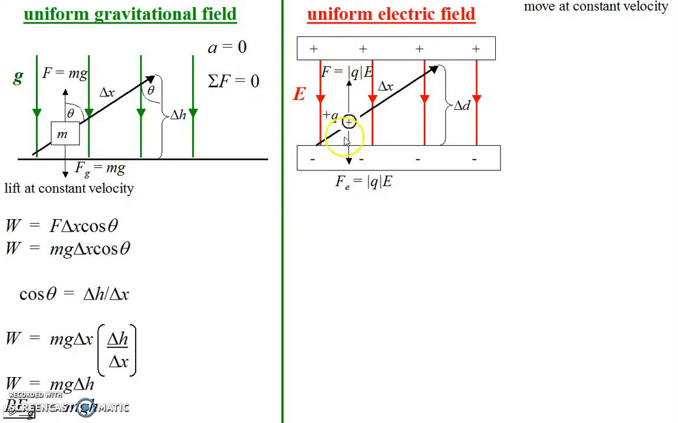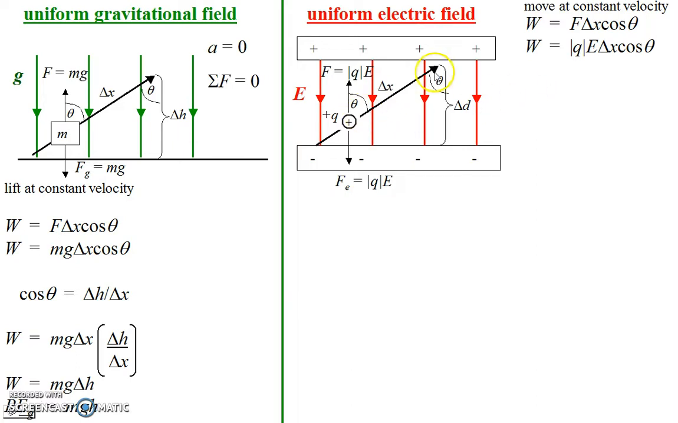So here's our force. We're applying a force through a displacement. We're going to be doing some work: F delta x cosine theta. In this case, the force in magnitude is going to be qE. What about theta? Well, just like before, theta is going to be between the force you're using and the displacement. And I'm going through this a little more quickly because you should see here it's the exact same thing as before. What's cosine theta here?